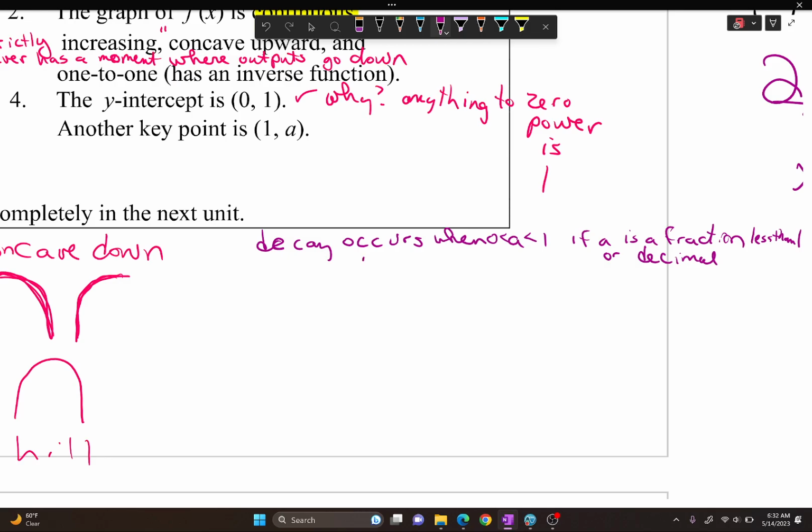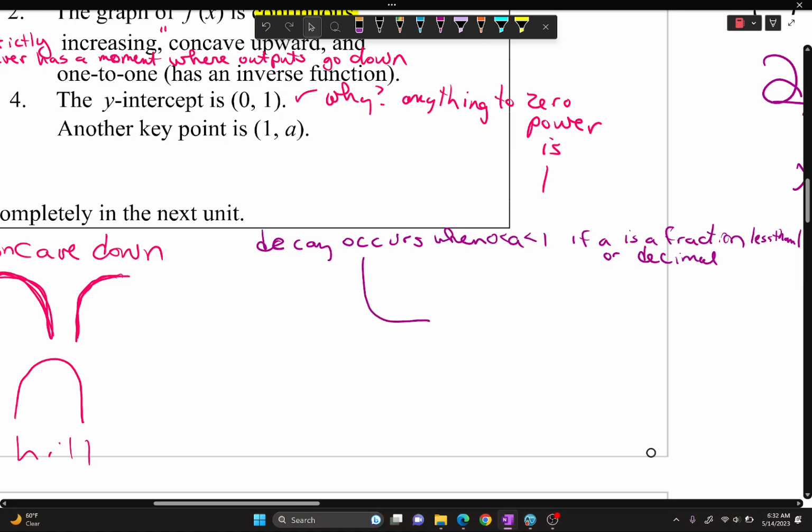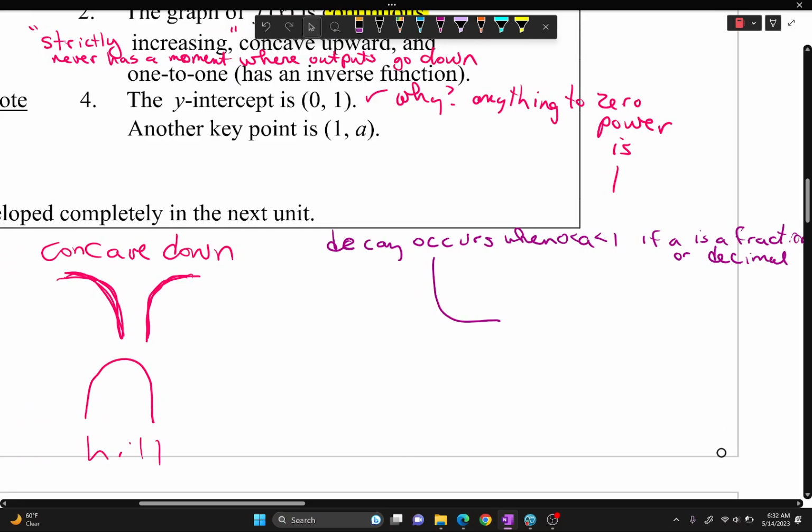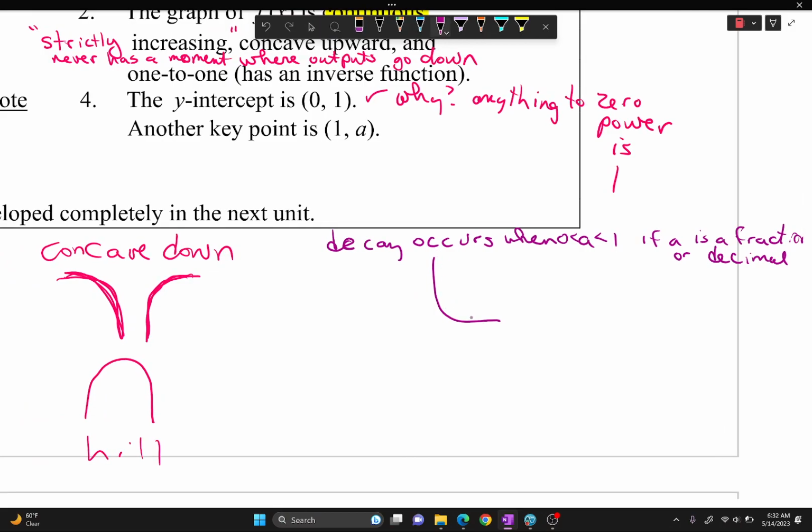And it doesn't have the same shape. Instead it'll have this shape. So it's still concave up, but now I can say that the function is strictly decreasing. And I can also say that I know that the limit has flipped.